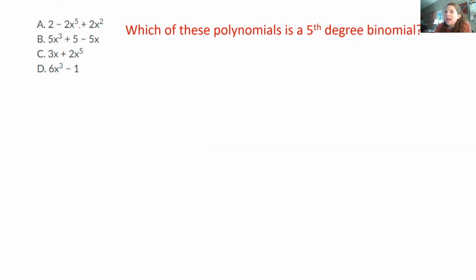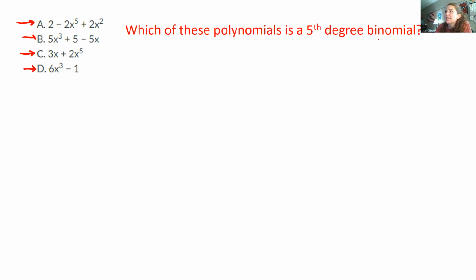So letter A, the largest exponent is a 5. So this is a fifth degree polynomial. The second one, the largest exponent is 3. So this is a third degree polynomial. Letter C, the largest exponent is a 5. So this is a fifth degree polynomial. And then the last one is a third degree polynomial.